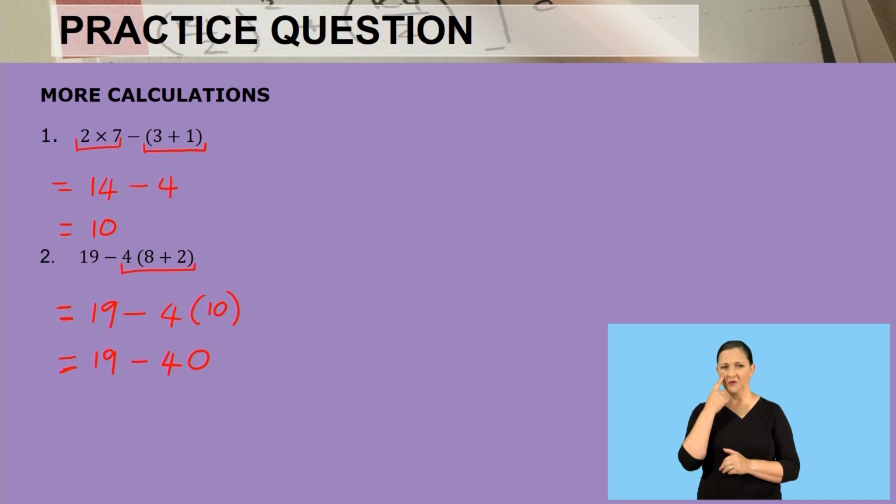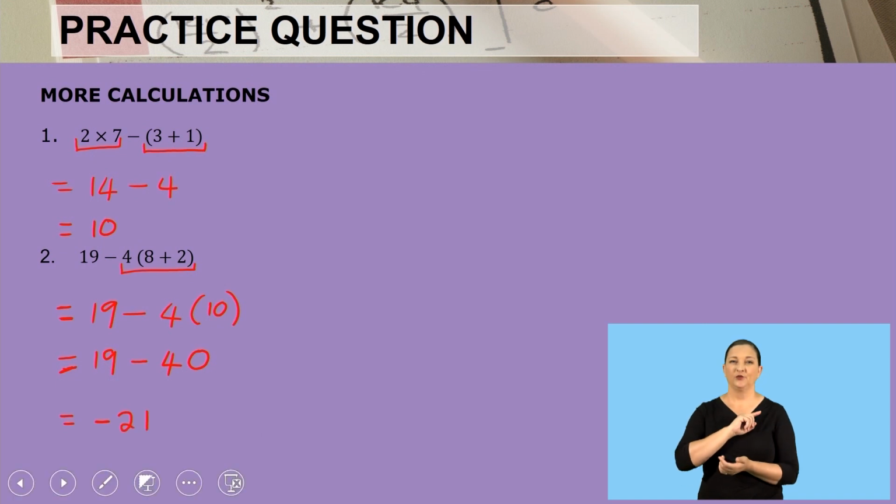So can you see how we are subtracting a bigger number from a smaller number? What happens in that case? This means our answer is going to be negative. And if I simply say 40 minus 19, that is going to give me a 21. That means the answer there is going to be negative 21.